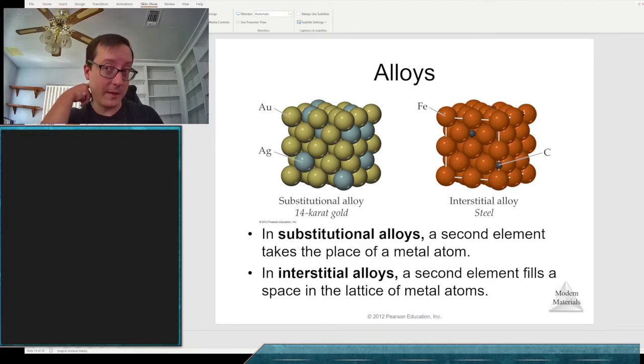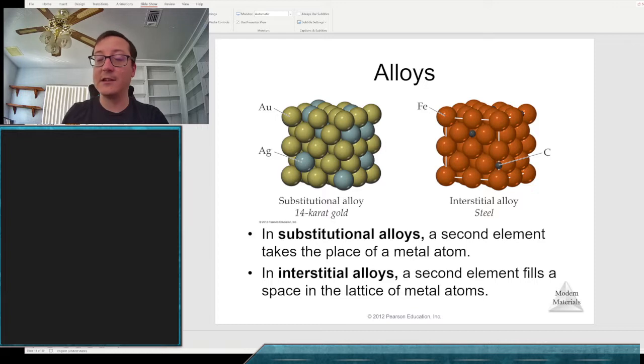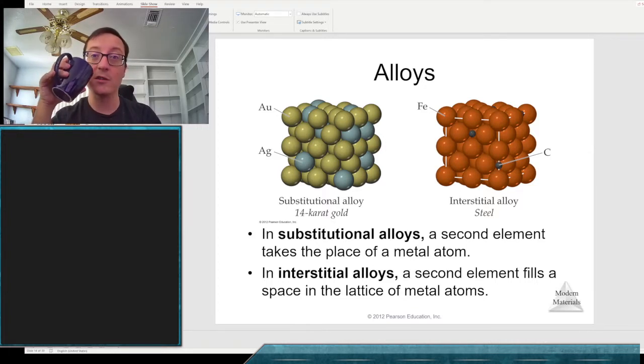All right, so the difference here: with substitutional alloys, the metals are of similar size. With interstitial alloys, your solute is going to be much smaller than your solvent atoms are.